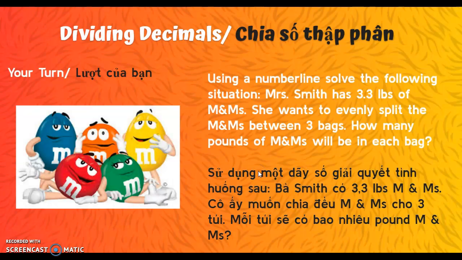Now it's your turn to try. Using a number line, solve the following situation. Mrs. Smith has 3 3/10 pounds of M&Ms. She wants to evenly split the M&Ms between 3 bags. How many pounds of M&Ms will be in each bag?